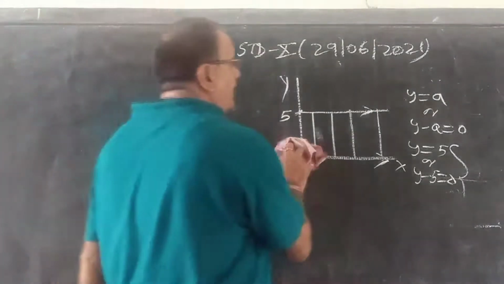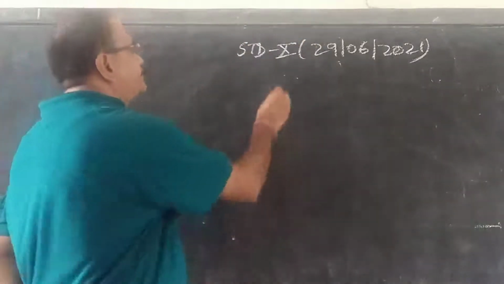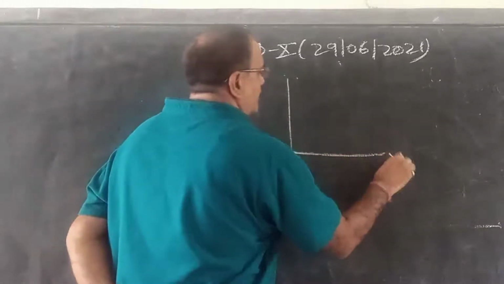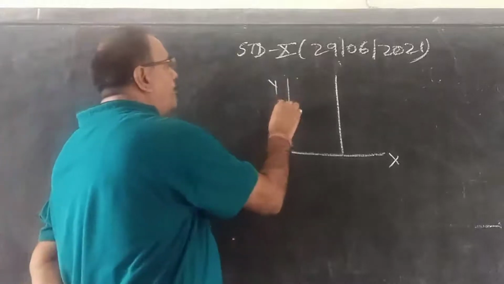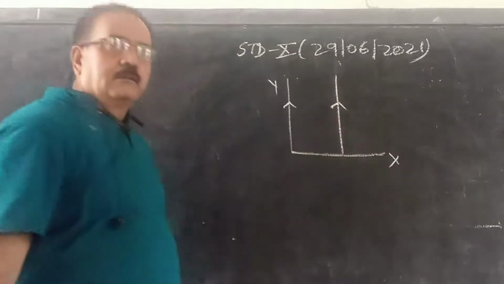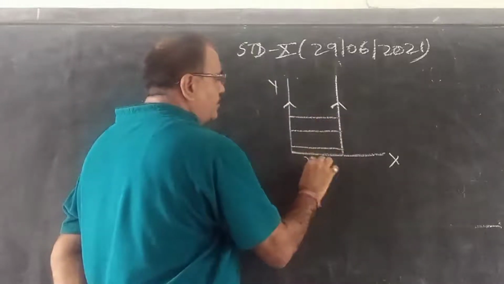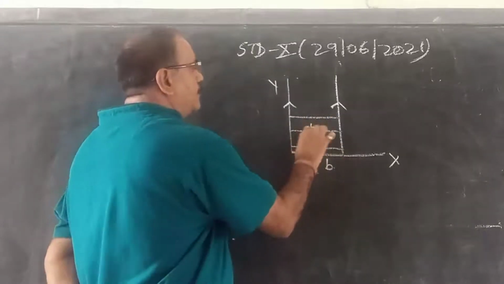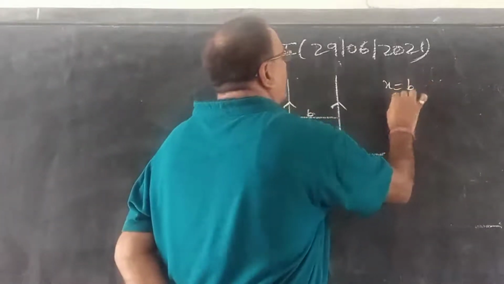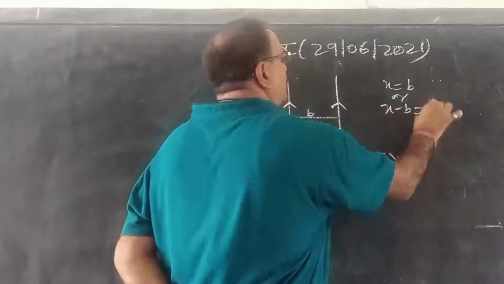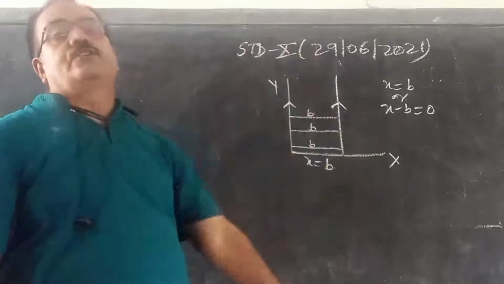Now, what happens if a line is parallel to y-axis? See here. This is a line parallel to y-axis. Then this distance will be constant. Say x is equal to 3. This is b. So x is equal to b or x minus b is equal to 0 represents the equation of a line parallel to y-axis.